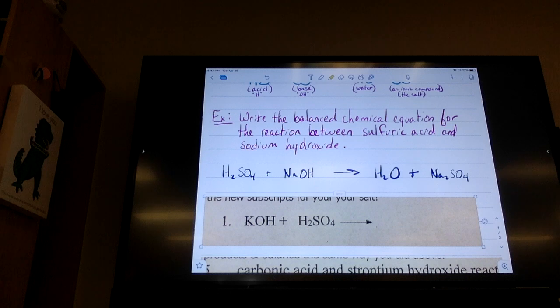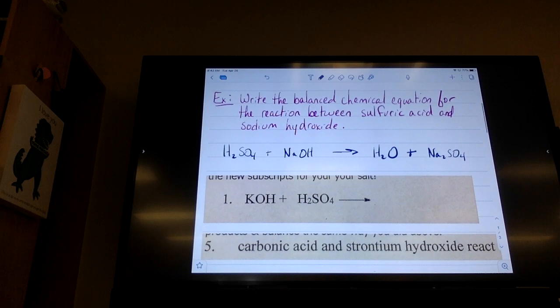Balance it with coefficients. This is the part that I'm not going to require you to do on the test, so I don't want you to stress out about it. But let's see, I need 2 of these and that gets that balanced, and 2 of these and that gets that balanced. If that part stresses you out, don't worry about it. You're not going to be tested over that part.